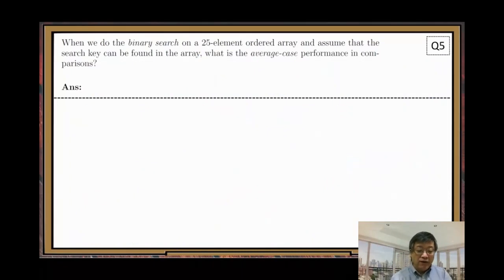Question number 5. This time, 25. This is probably also the first time you see this kind of question. We have 2 ways. One way is to draw the binary tree. Method 1.